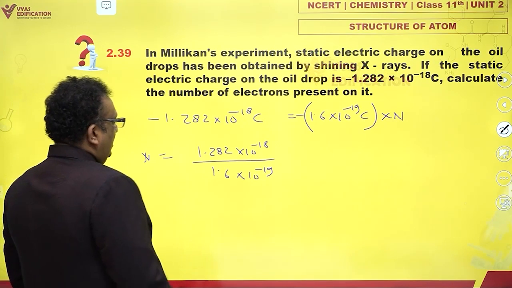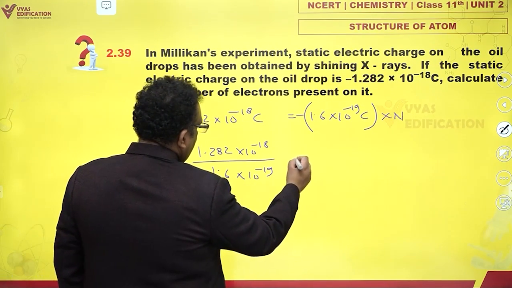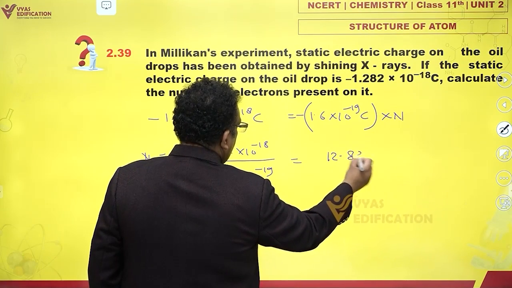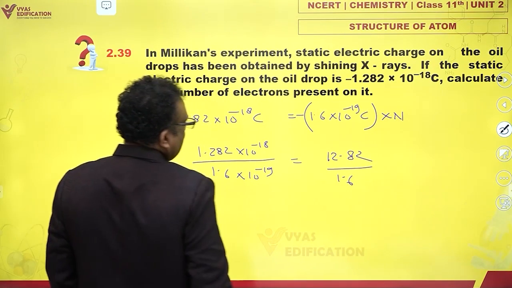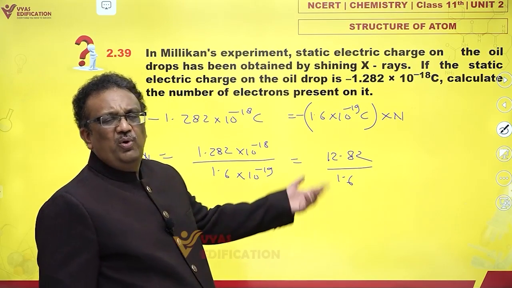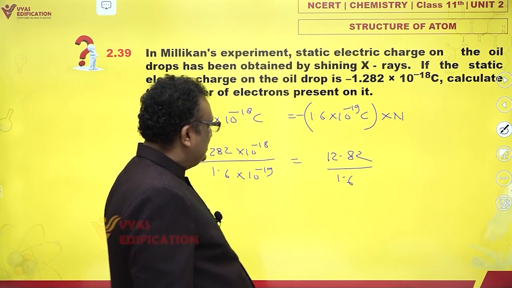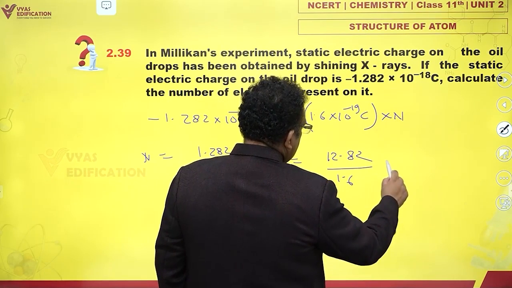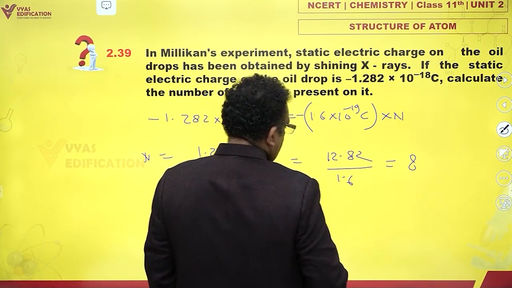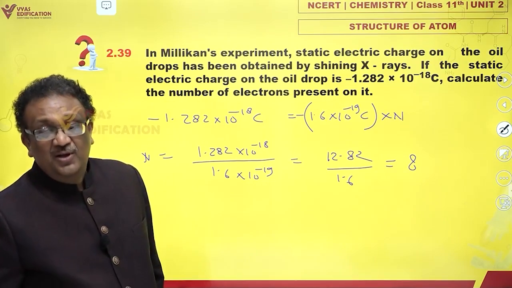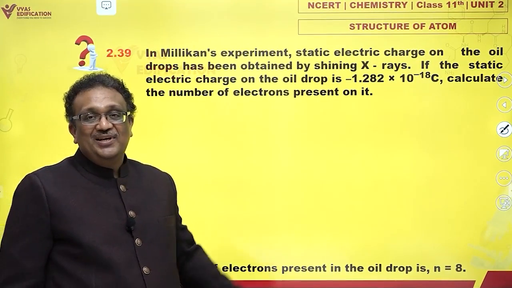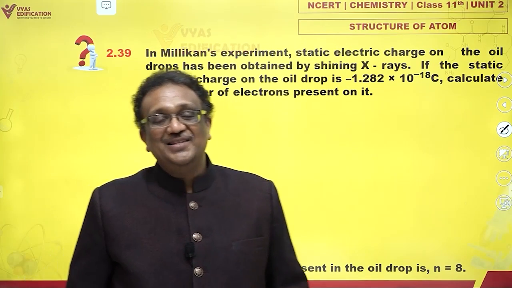And that comes out to be, you just have to divide 12.82 upon 1.6. Now 16 8s are 128. So this looks like 8. Wow. That oil drop actually contains 8 electrons. Yes, it contains 8 electrons.